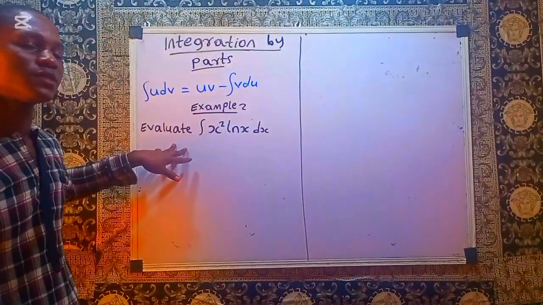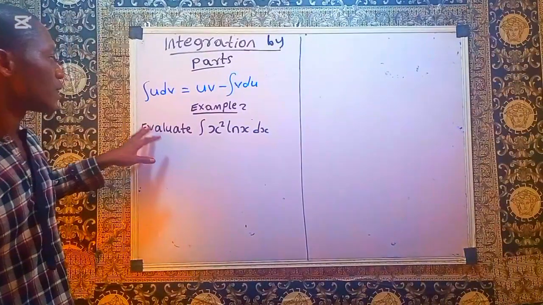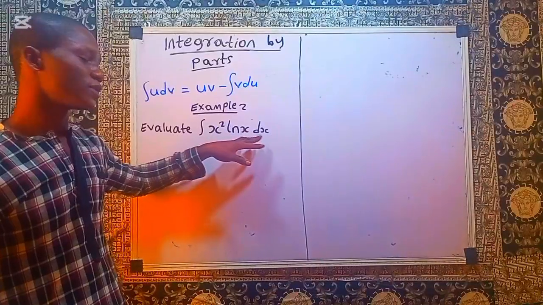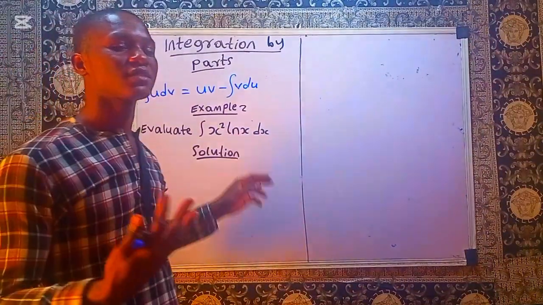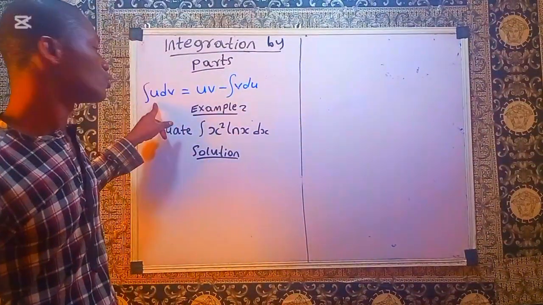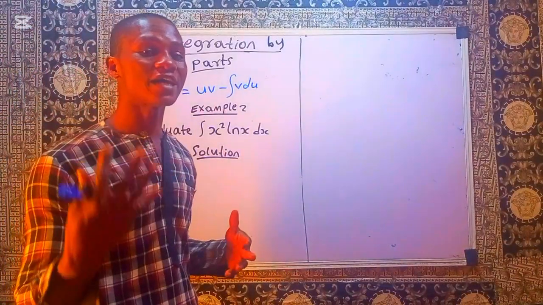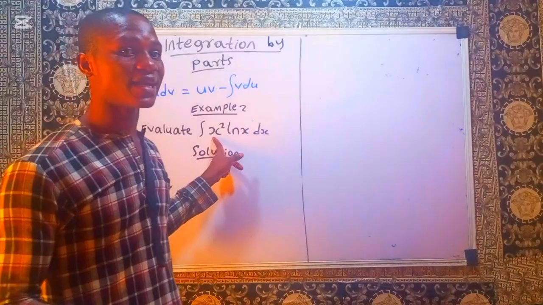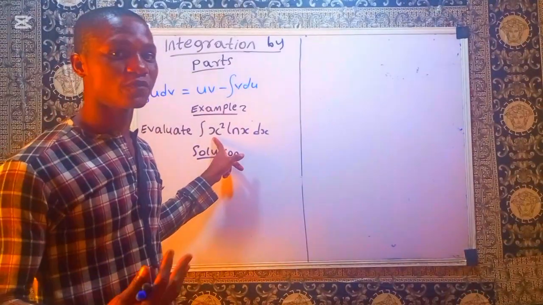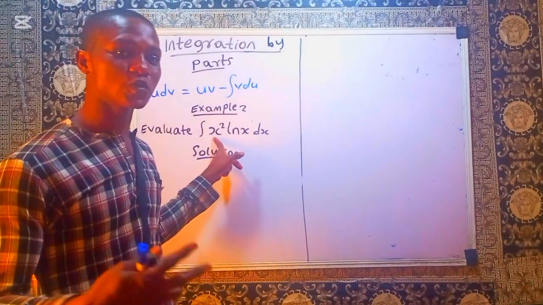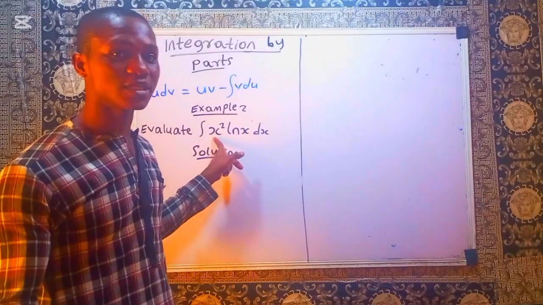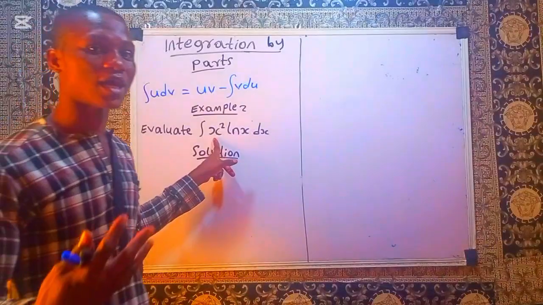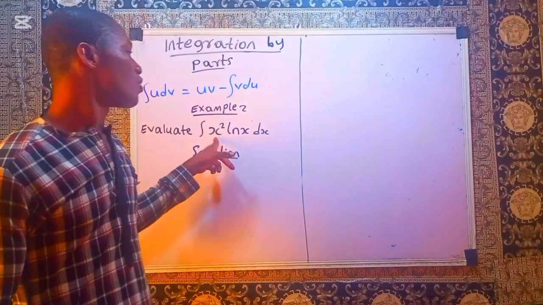So let's look at this second example. They asked us to evaluate the integral of x squared ln of x with respect to x. In our previous class, I told you that the one we are going to call u is the one that can vanish if you differentiate it a certain number of times. It is true that if you differentiate x squared a certain number of times, it will vanish. If you differentiate x squared, you are going to get 2x. Differentiate again, you get 2. Differentiate again, you get 0.